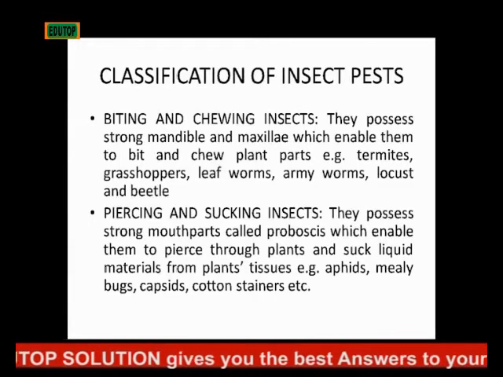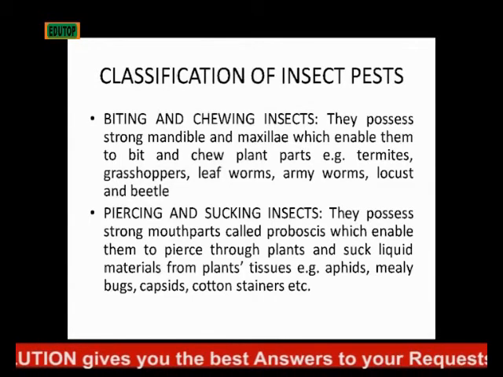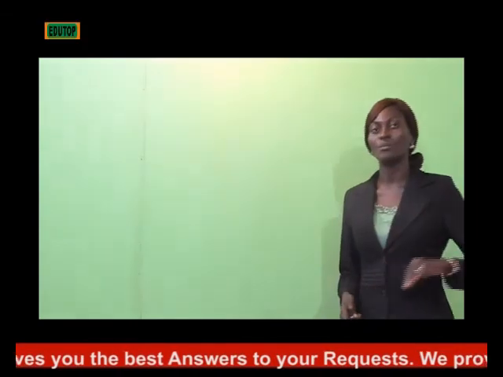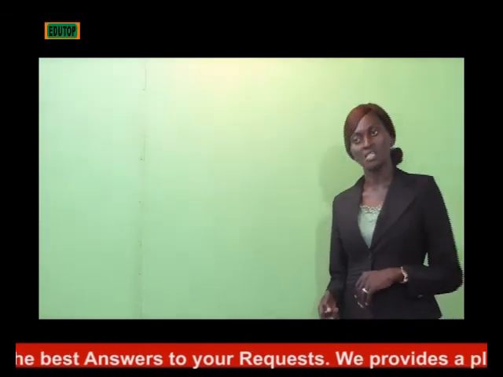Then how do we classify insect pests? They are classified into 3. We have the biting and chewing insects, we have the piercing and sucking insects, then the boring or burrowing insects.